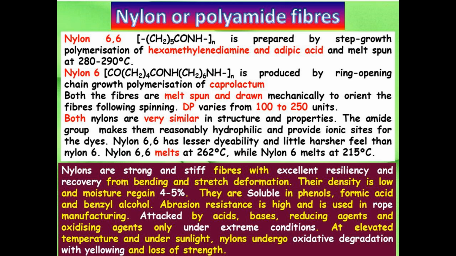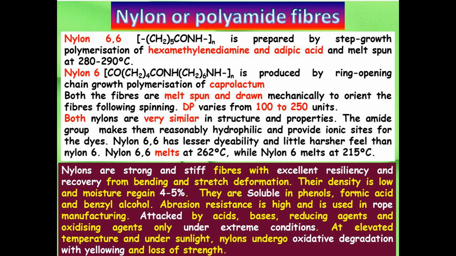Both nylons are very similar in structure and properties. The amide groups make them reasonably hydrophilic and provide ionic sites for the dyes. Nylon 6,6 has lesser durability and a little harsher feel than nylon 6. Nylon 6,6 melts at 262 degrees centigrade while nylon 6 melts at 215 degrees centigrade. Nylons are strong and stiff fibers with excellent resiliency and recovery from bending and stage for deformation. Their density is low and moisture gain is 4 to 5%. They are soluble in phenol, formic acid and benzyl alcohol.